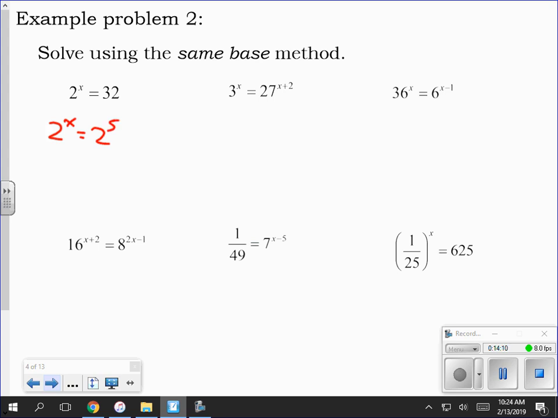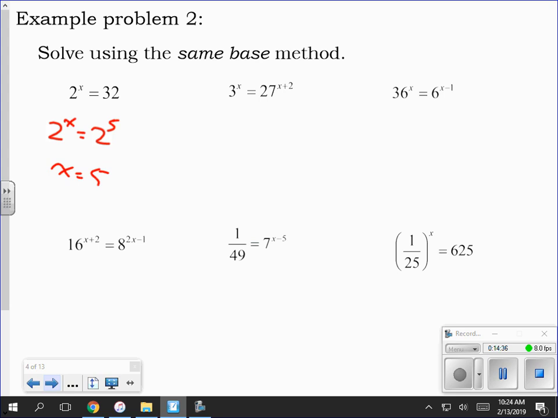If the bases are the same and it's equal, that means the exponents have to be the same. So x equals 5. If the bases are the same, the exponents have to be the same. Right? 2 to something equals 2 to something. Those somethings need to be the same something. In this case, x equals 5. I have to have the same base.